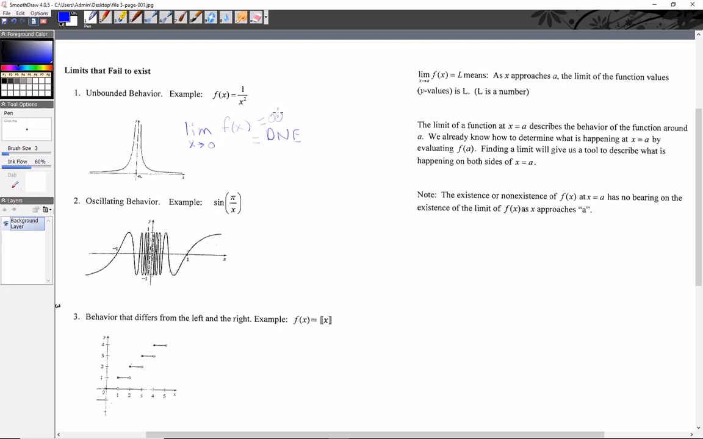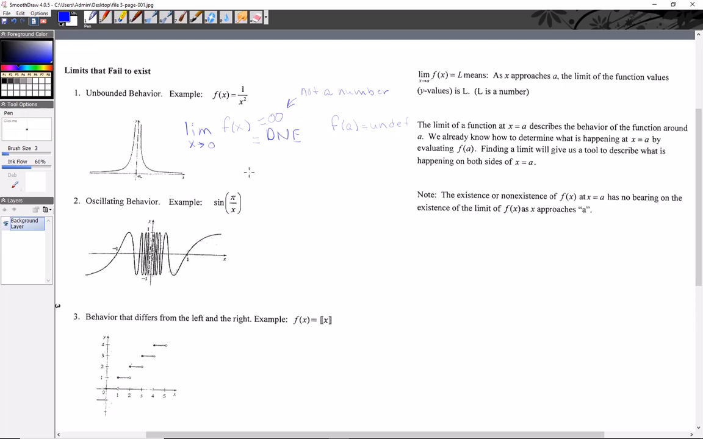But keep in mind that infinity is not a number. It's just a behavior description. Where is it heading towards? But it is not a number. All right, so we can't actually say that it's going to approach this or that. It's just going on unbounded. So a good description, but the answer for this is basically does not exist. And keep in mind also that f of a is undefined.